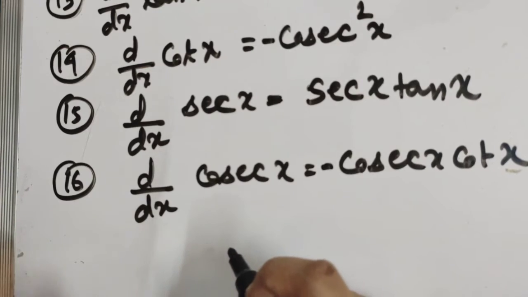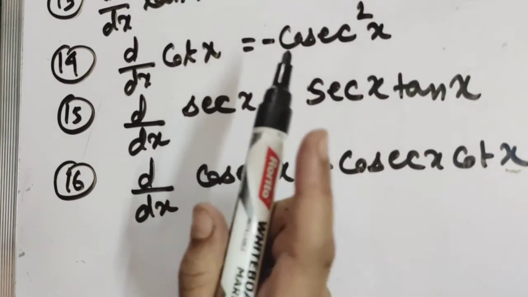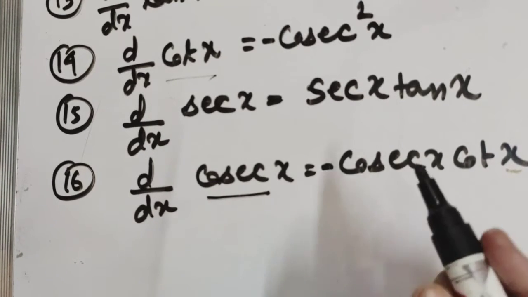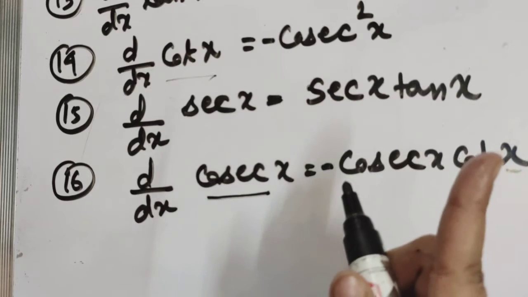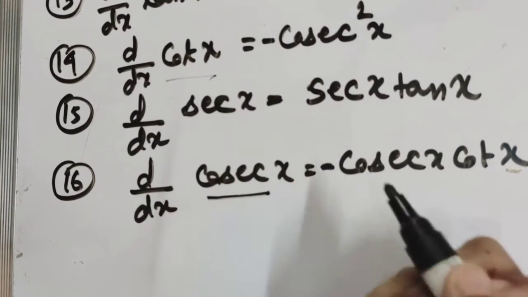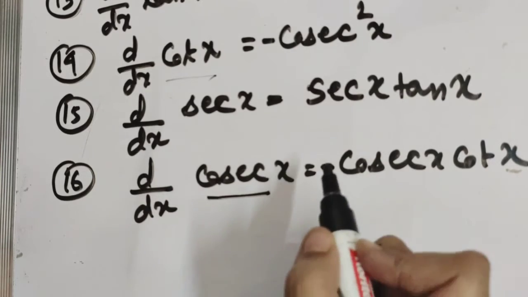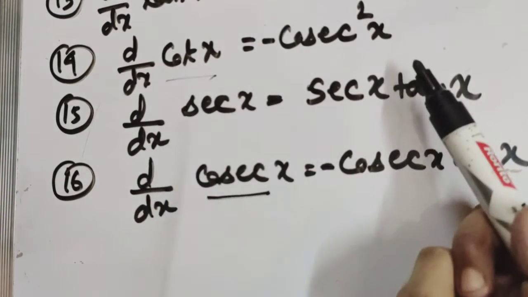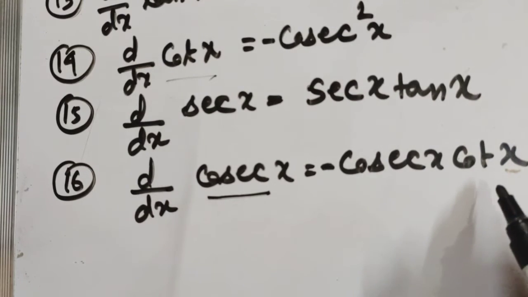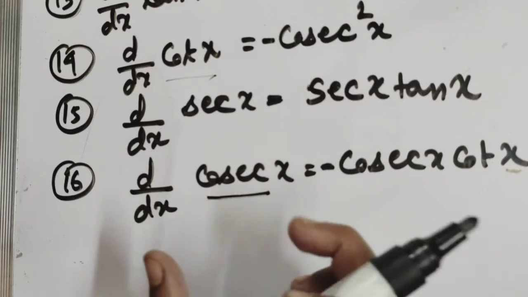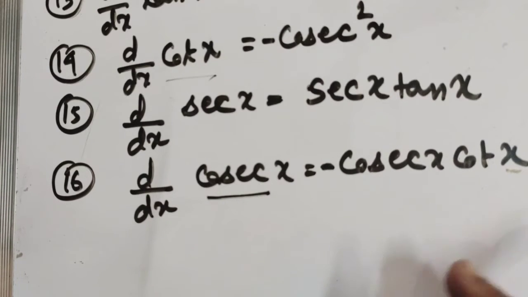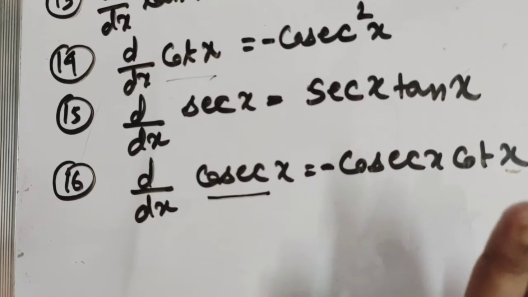There is a short trick: if the trigonometric term starts with c, that means cot, cosec and cos, then the derivative of that term must have a negative sign. That means d/dx of cos x is minus sin x, d/dx of cot x is minus cosec square x, d/dx of cosec x is minus cosec x cot x. So that's the trick: if the trigonometric term starts with c, its derivative must have a negative sign. I hope now you will remember that.